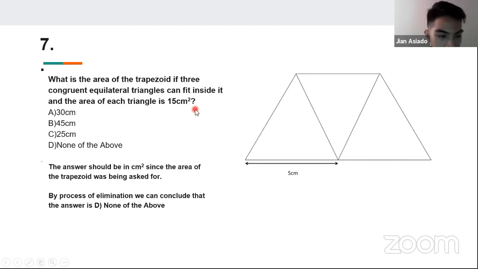Tapos, yeah, basically yung trick question dito is lahat dito sa choices, pag sabi kasing area, it's unit squared, no? Ito, it's unit squared. So, dito, wala namang 2, walang 2, walang 2. So, none of the above yung sagot.